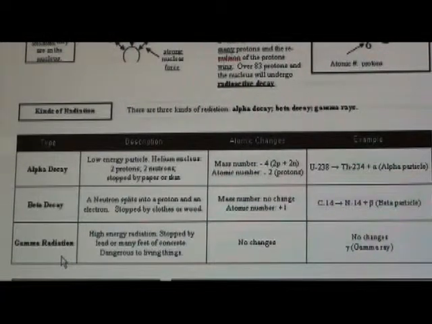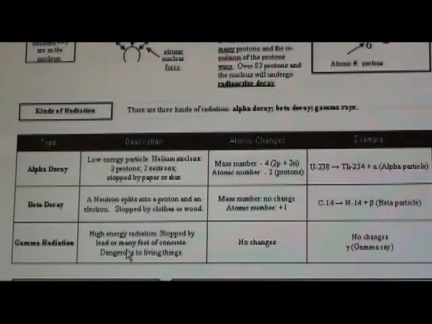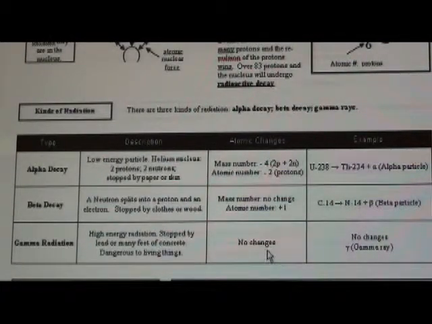Third type of radiation is gamma radiation. This is the highest energy radiation. It can only be stopped by lead or many feet of concrete and is extremely dangerous to living things. There is no change in the atom at this point. The rays that are given off are considered gamma rays.